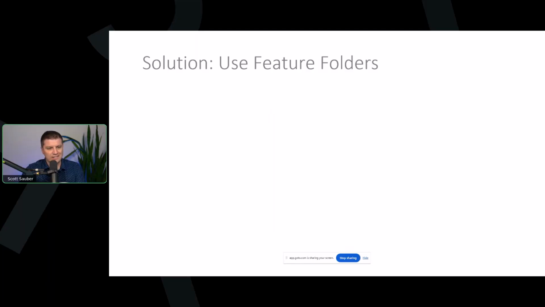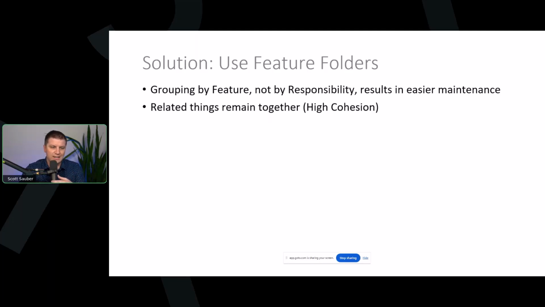So my solution to this, instead of having all these different folders grouped by responsibility, is to use feature folders. Instead of grouping by responsibility like repositories or controllers or models, I like to group by feature for applications. And what I find is this results in easier maintenance because you have what's called high cohesion, which is basically a fancy word for saying related things remain together.